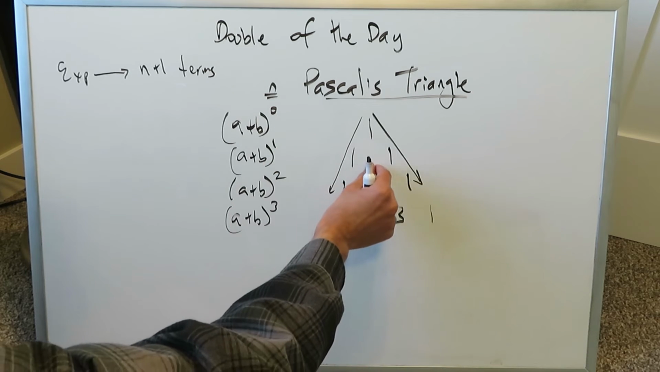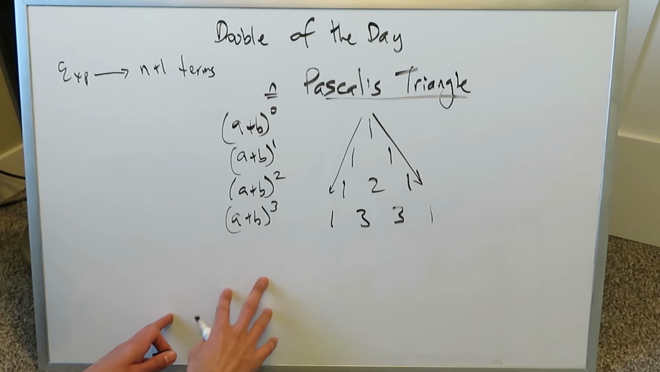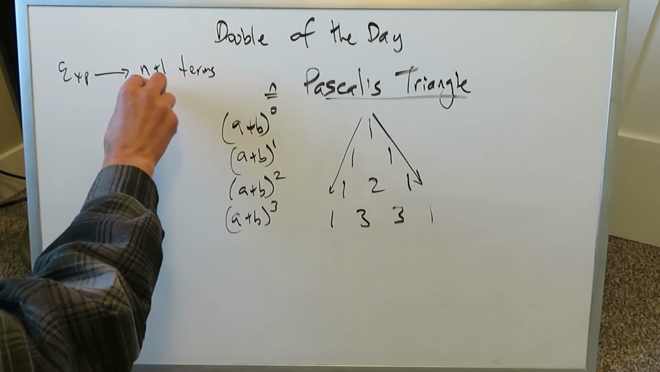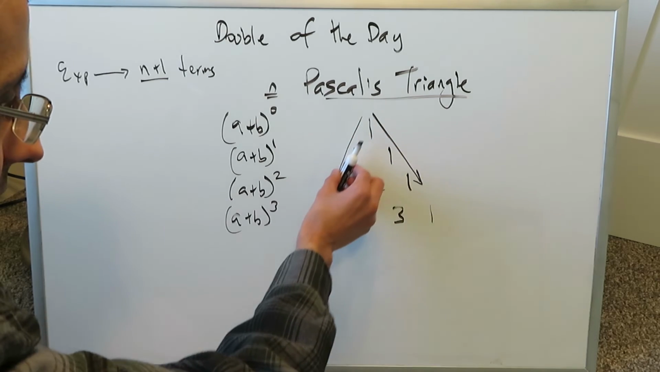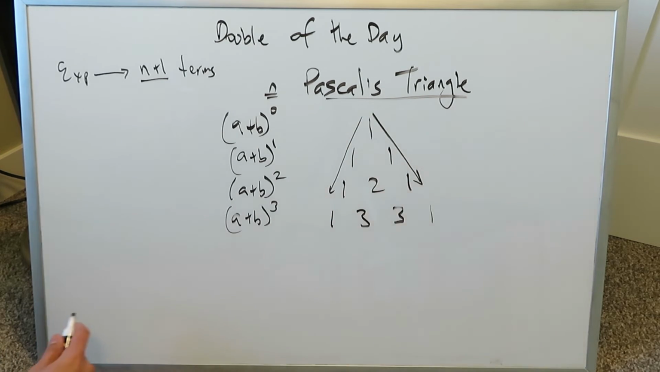If the exponent is 1, we'll have 2 terms. If it's 0, we have 1 term. You can imagine if you had an exponent of 10, you expand it out, you'll have 11 terms. It's always n plus 1 terms. The outer numbers are always 1. The inner numbers are always equal to the sum of the two numbers directly above it.